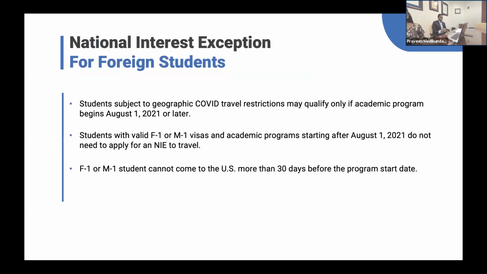Then a national interest exception for students: students subject to the geographic COVID travel restriction may qualify if their academic semester begins on August 1st or later. That's what we discussed. So this is not applicable for students from any of those countries who are generally restricted from traveling to the United States. Students with valid F1 and M1 visas and academic programs do not need to apply for an NIE to travel. Their visa is sufficient. The visa category itself is an exception, so they can freely travel, and they can travel 30 days prior to the start date of their programs.